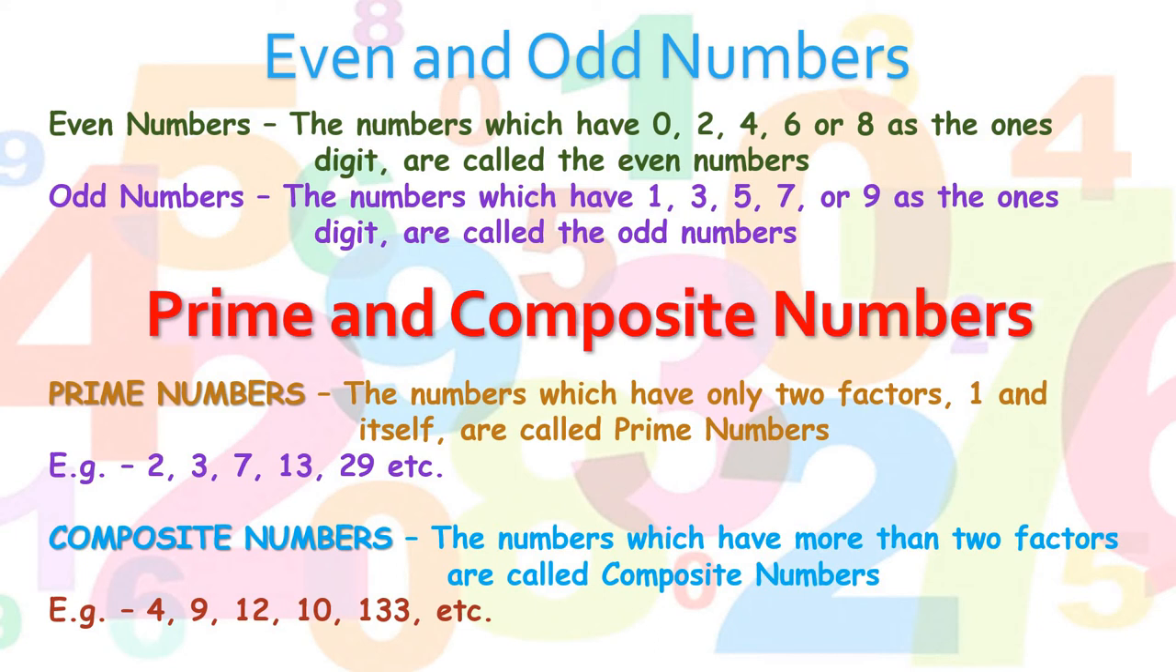So here you notice that 1 is neither prime nor composite and 2 is the only even prime number, because all the even numbers are the multiples of 2. Okay, so only 2 is the even number which is prime, otherwise all the other even numbers are composite, because they all will have 2 as a factor. Okay, now let's continue.